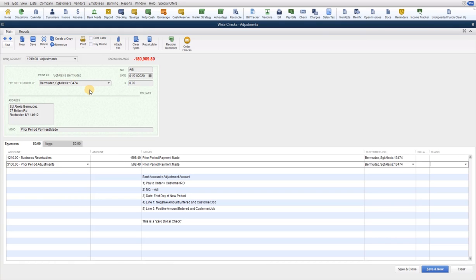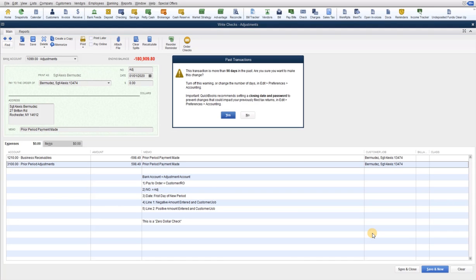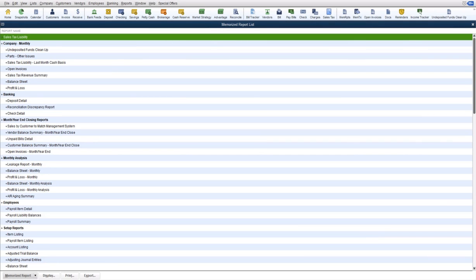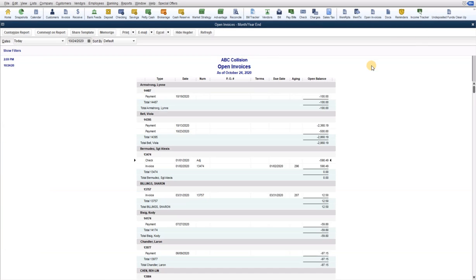So I've got the customer and RO number in the pay to order, and in the customer jobs in both lines, and I start out with a negative and then a positive, and it's going to basically apply it to the receivable, and then it's going to move it into the prior period adjustments. If I use Alt A for save and close, and then I move back over, I want to close this window right now, and now I've got a check and I've got an invoice.